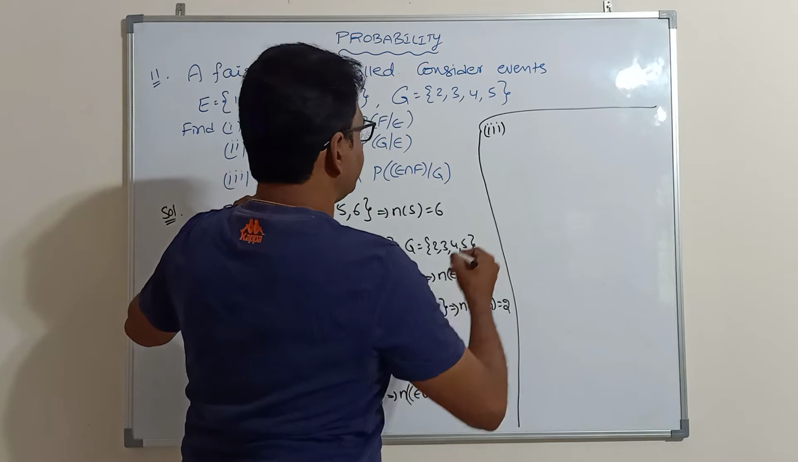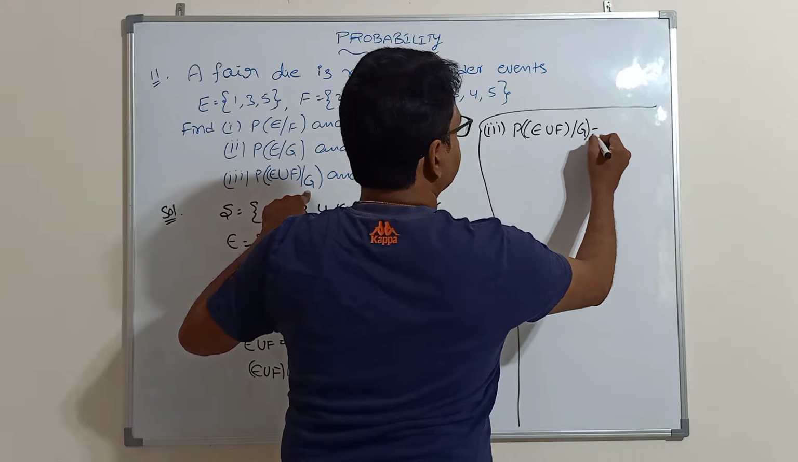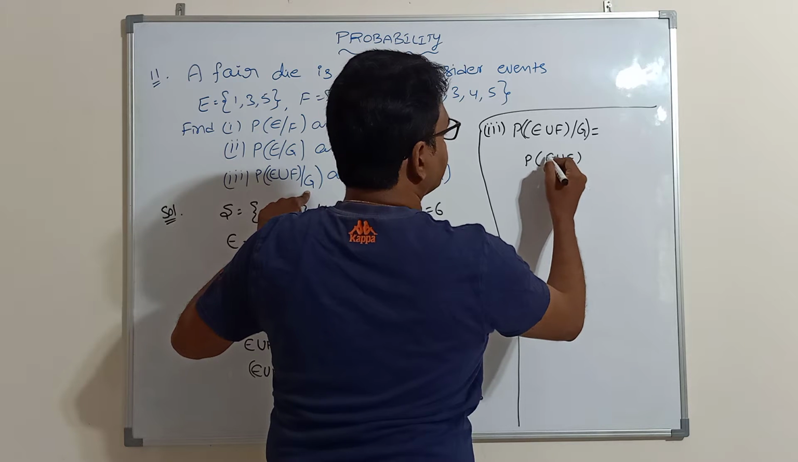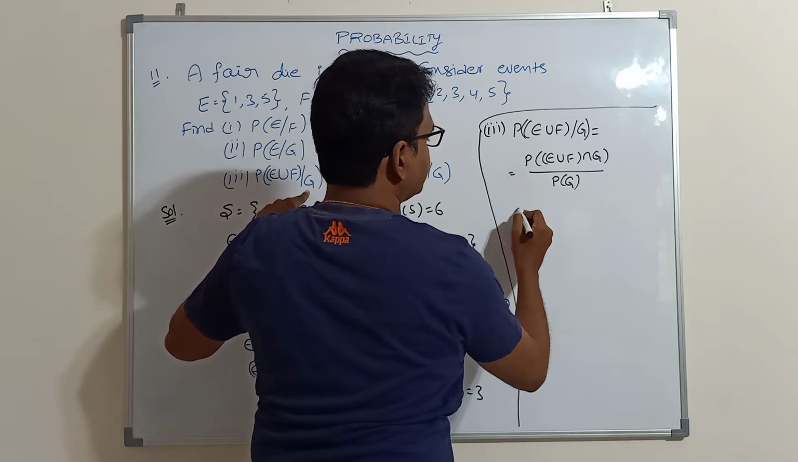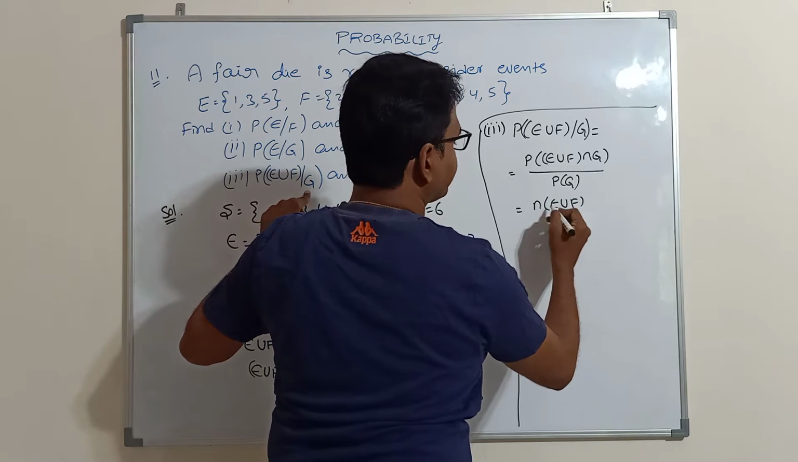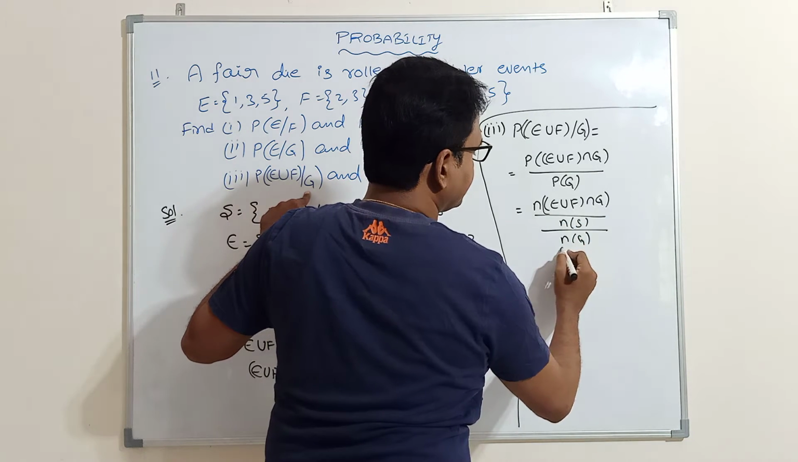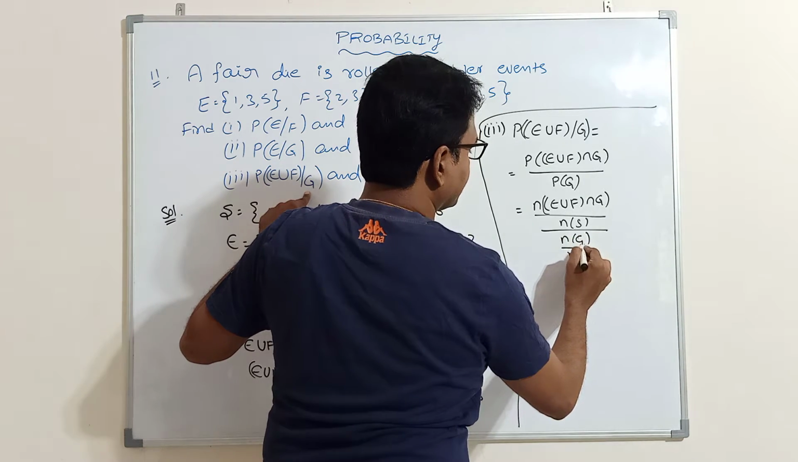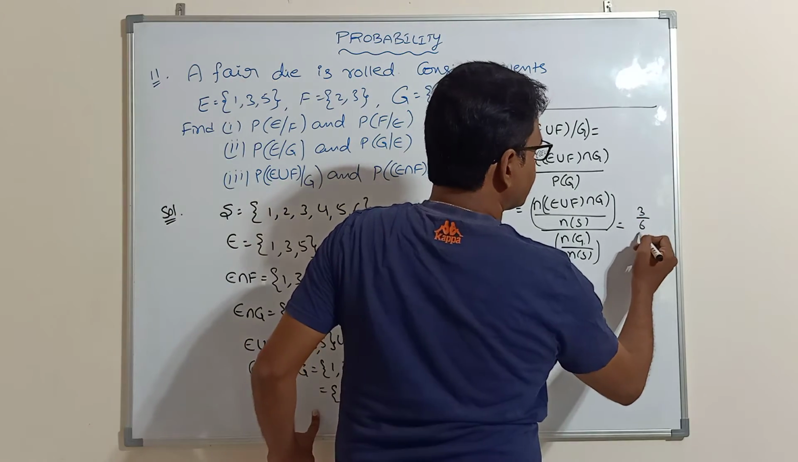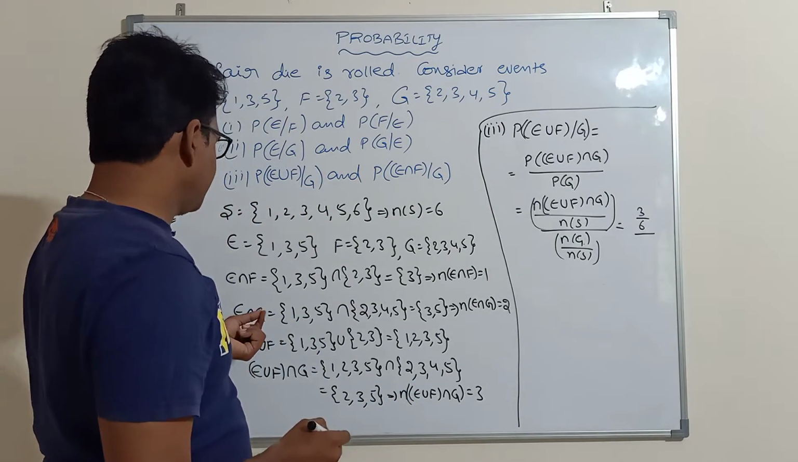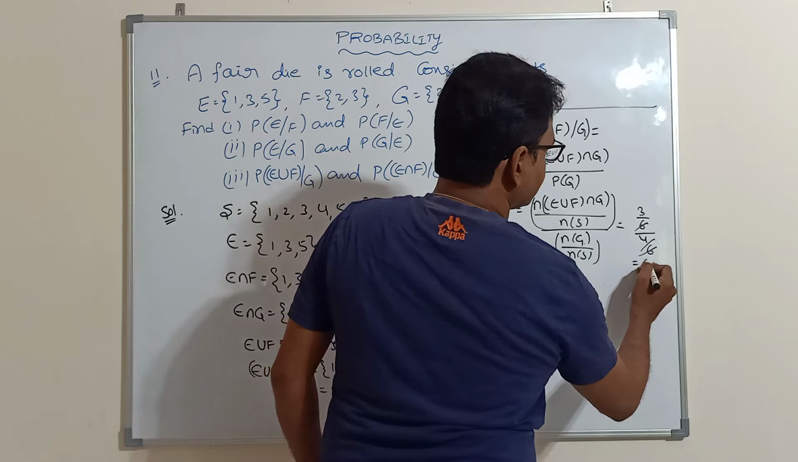Third question, P of E union F given G is equal to P of E union F intersection G by P of G. So that means the number of elements in E union F intersection G by N of S, by N of G by N of S. Here the number of elements in E union F intersection G is 3. 3 by 6, by N of G. The number of elements in set G is 4. 4 by 6. 6 gets cancelled. Answer is 3 by 4.